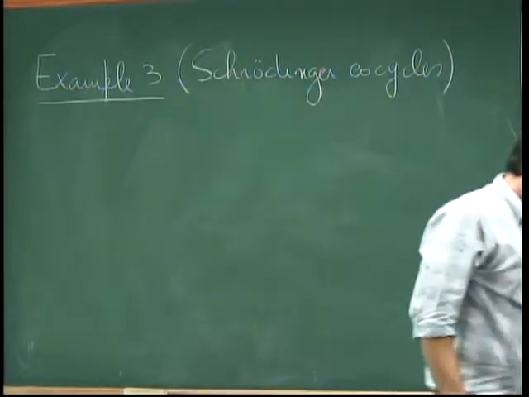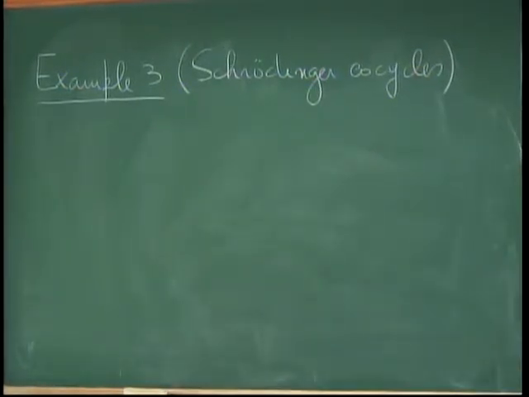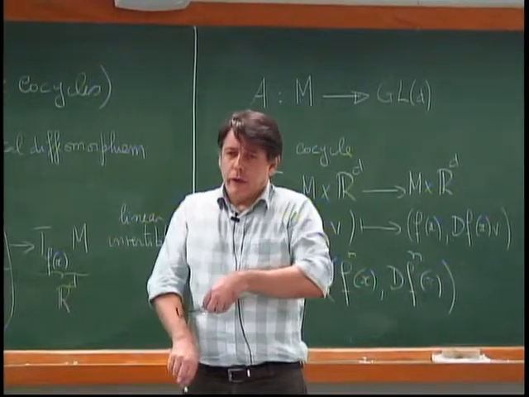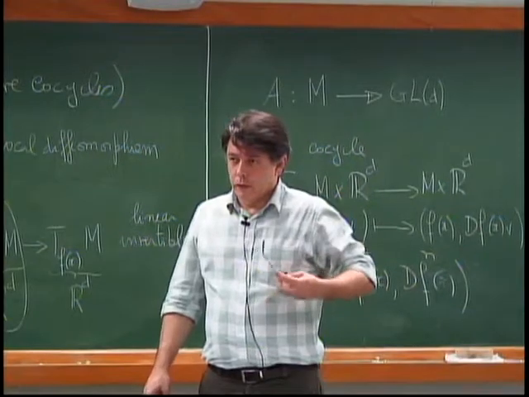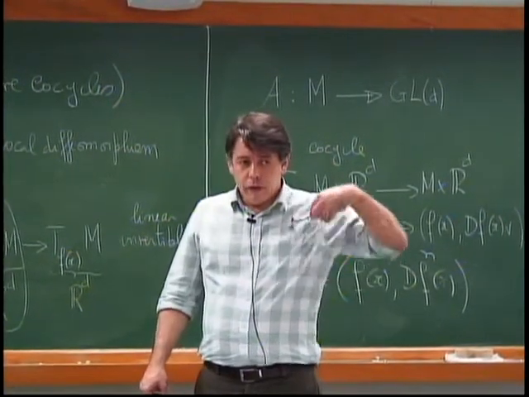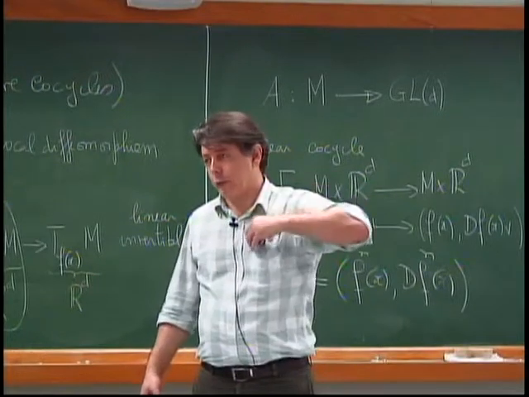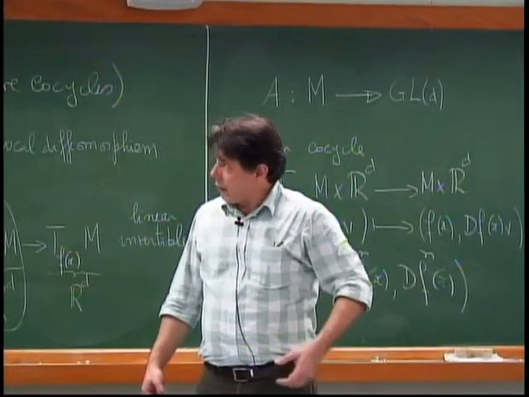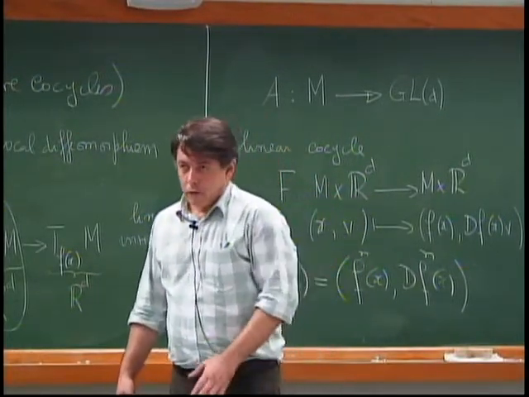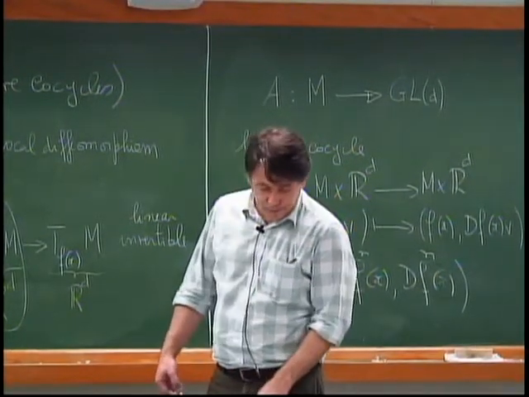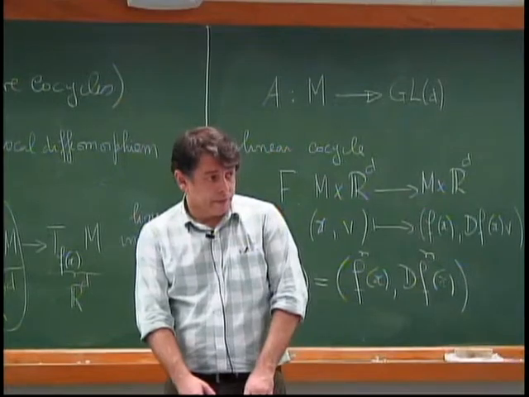The connection to Schrödinger is as follows. Schrödinger equation is an equation in quantum mechanics. It's a partial differential equation with 4 variables, 3 space variables plus time. And it's amazingly complicated.